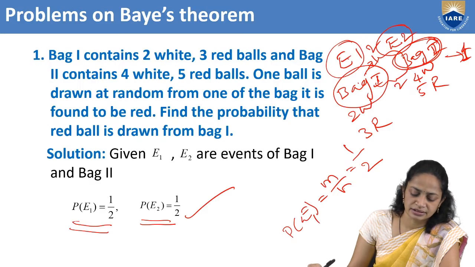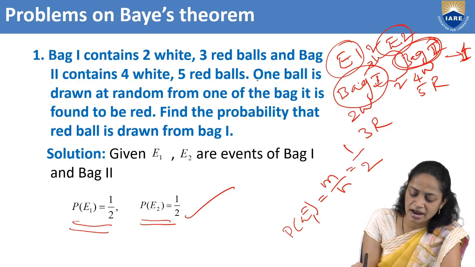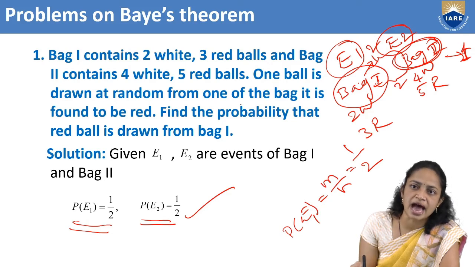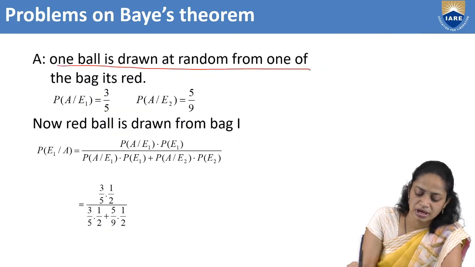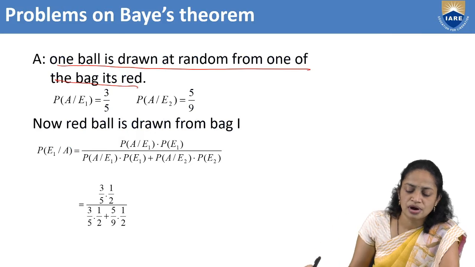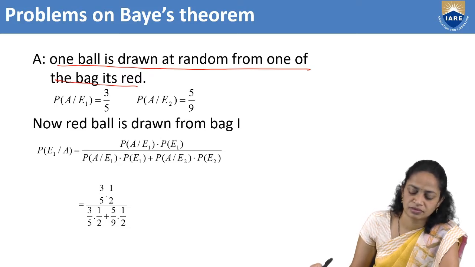And A. So what is A here? One ball is drawn at random from one of the bags. It is found to be red. So let us consider event A equal to one ball is drawn at random from one of the bags, and it should be red.